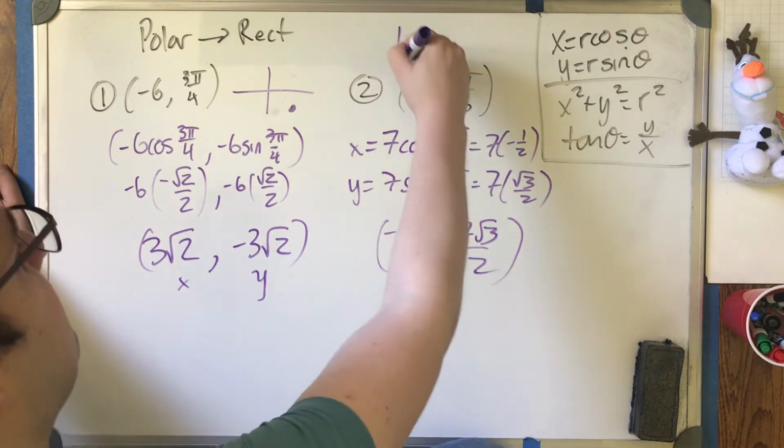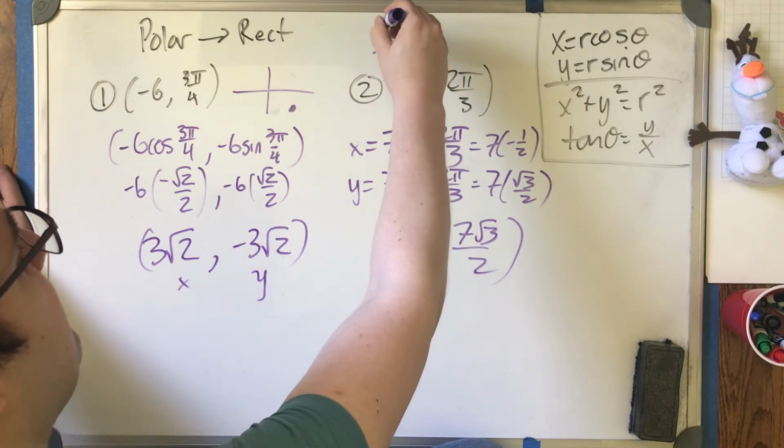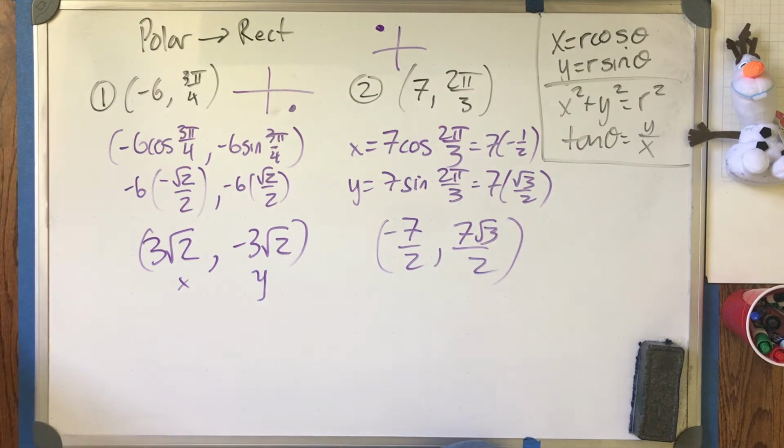And I forgot to do my quick little graph to see where this was. So 2 pi over 3 is over here, and 7 is positive going in the same direction. So I should have a negative x and a positive y. So this makes sense.